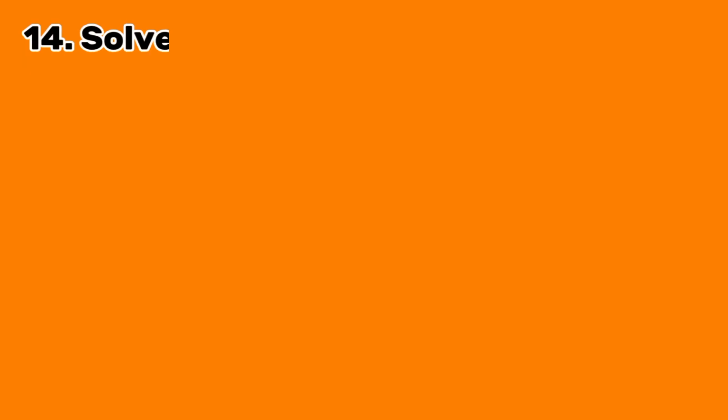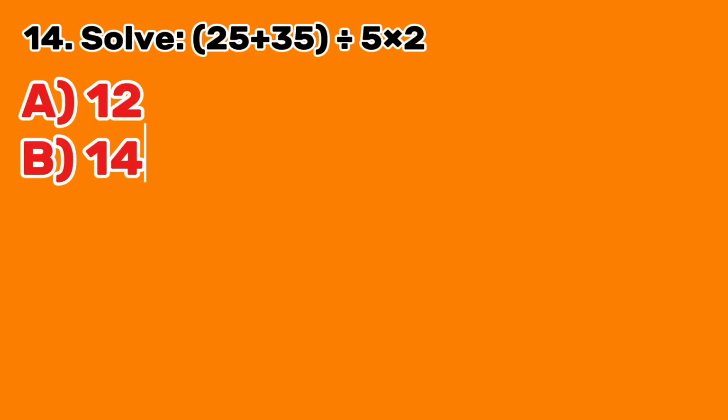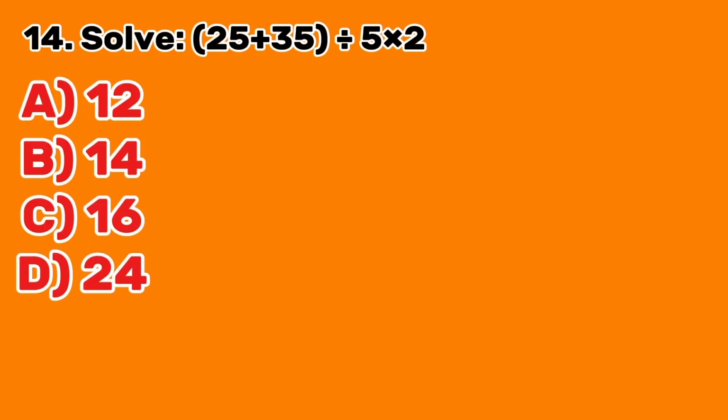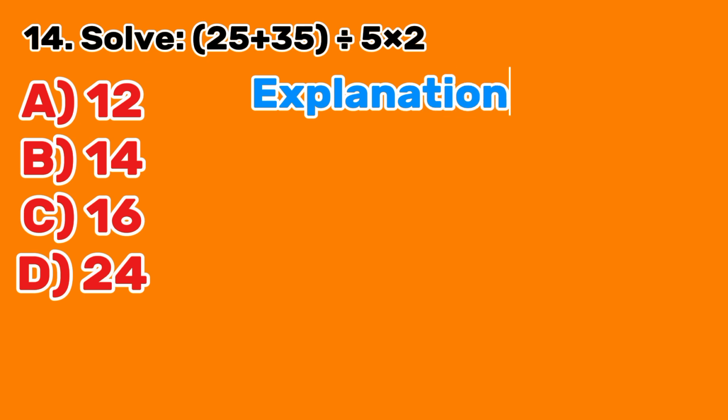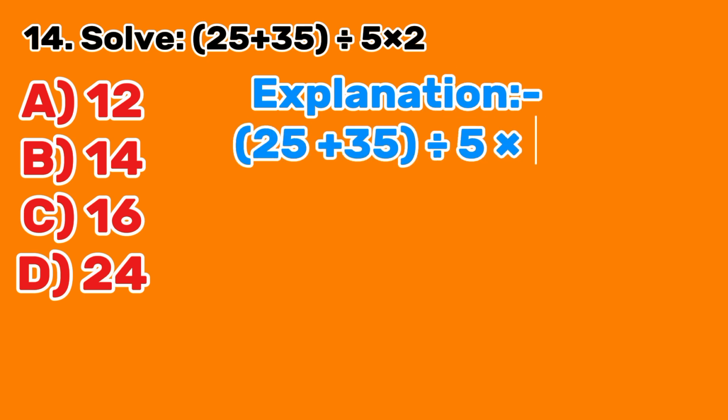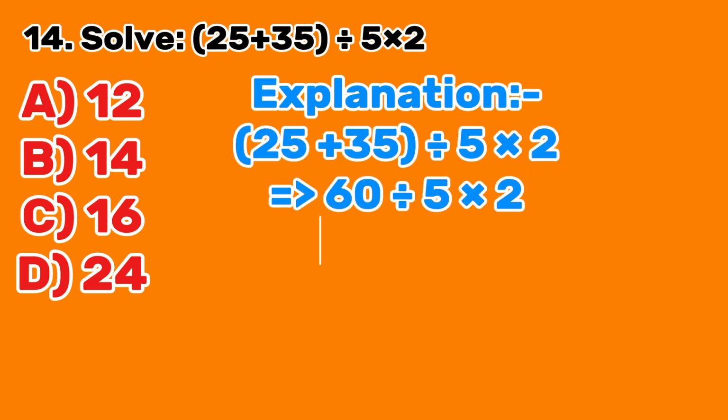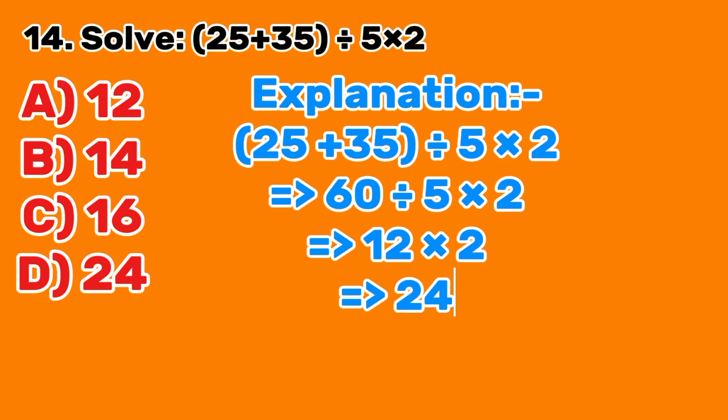14. Solve 25 plus 35 divided by 5 times 2. A. 12. B. 14. C. 16. D. 24. Explanation: 25 plus 35 divided by 5 times 2, equals 60 divided by 5 times 2, equals 12 times 2, equals 24. Answer D. 24.